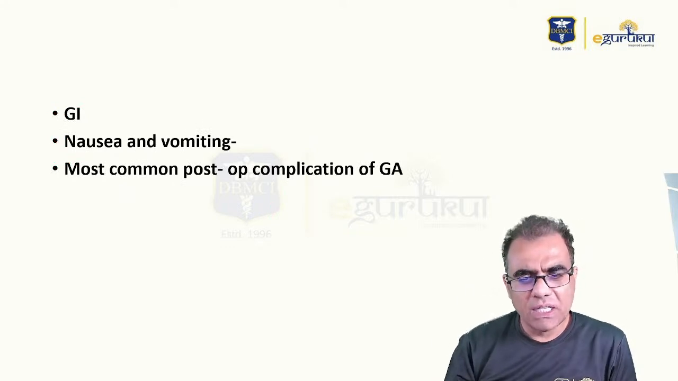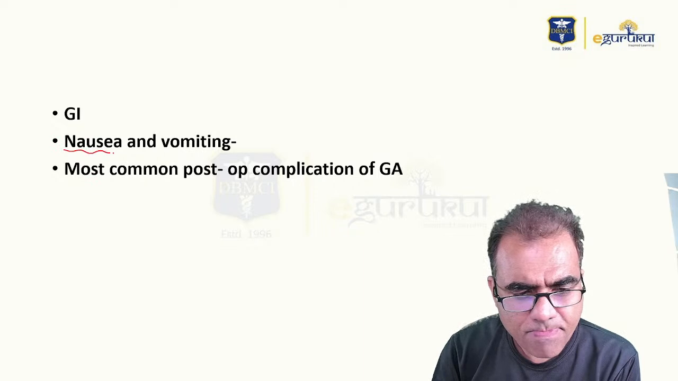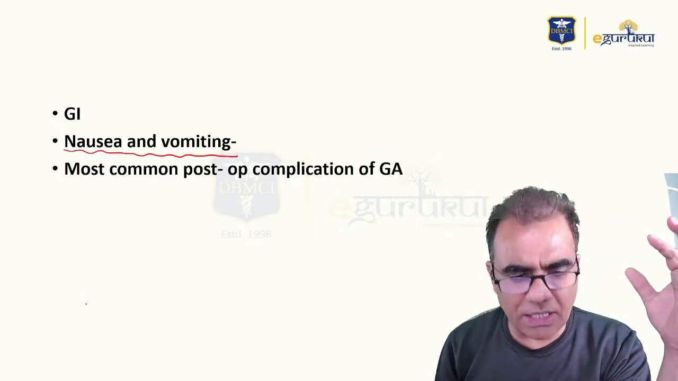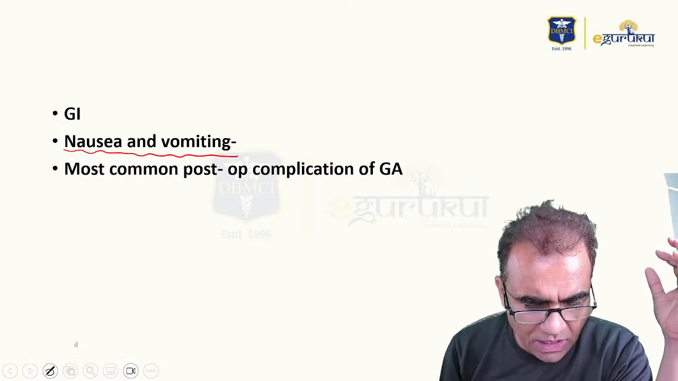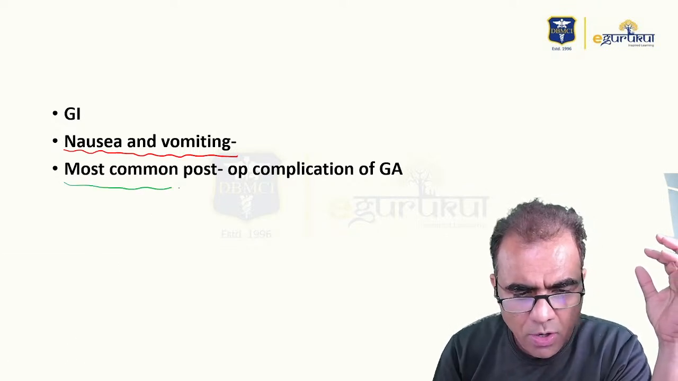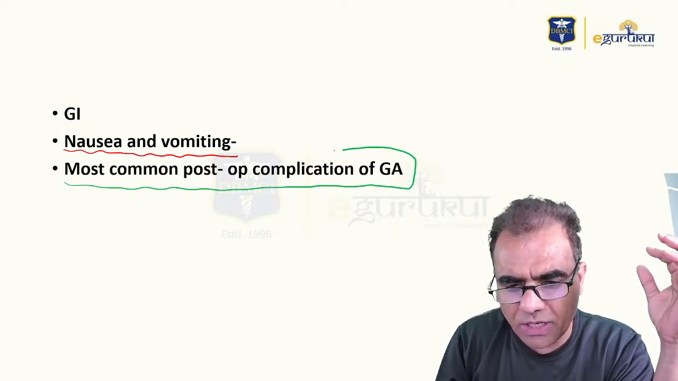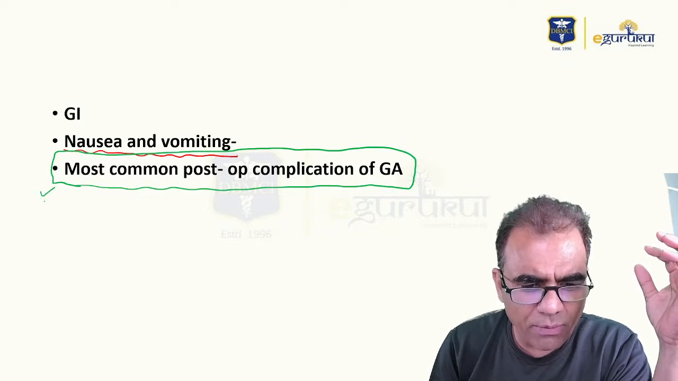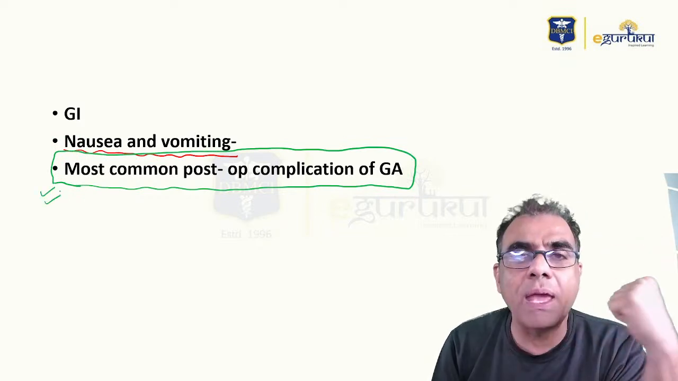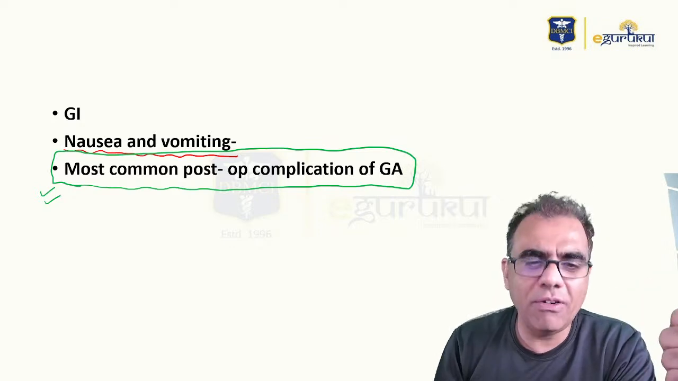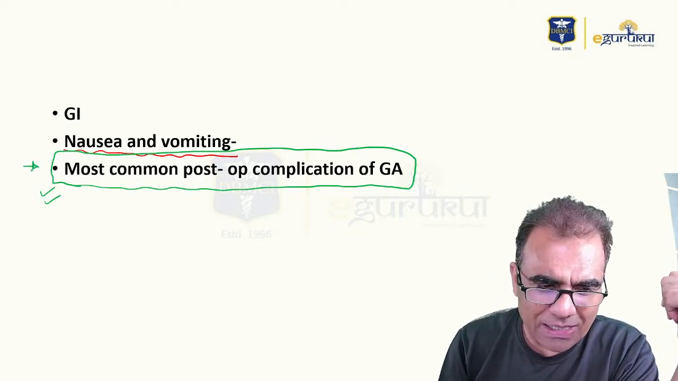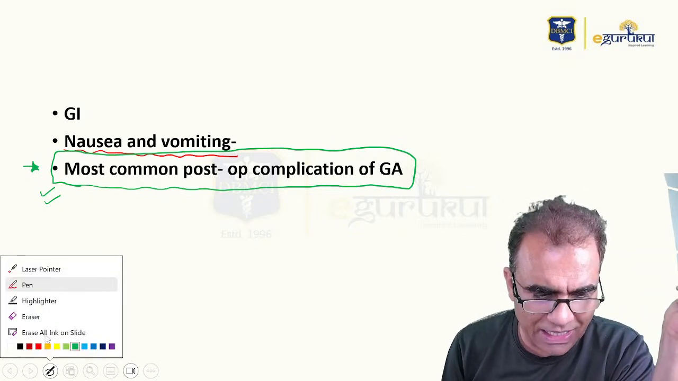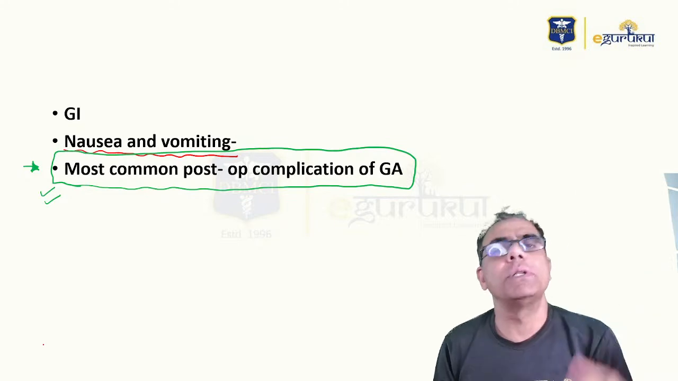GI complications can be nausea and vomiting. And nausea and vomiting is not only the most common GI complication. In fact, nausea and vomiting is the most common post-operative complication of general anesthesia. And why am I using the green pen? Because maybe in books you will find the most common post-op complication mentioned is pain. Previously, pain used to be believed, but in current day practice, as per recent studies, the most common post-op complication of general anesthesia is nausea and vomiting.